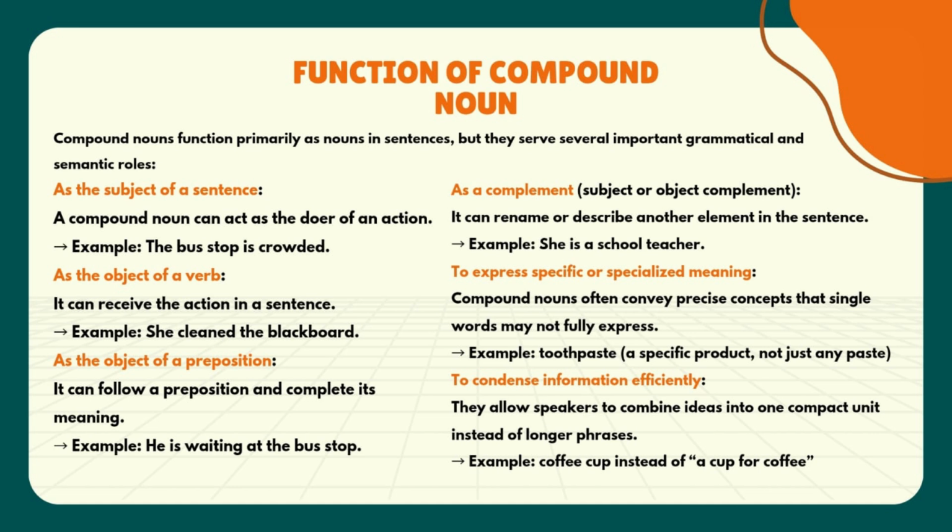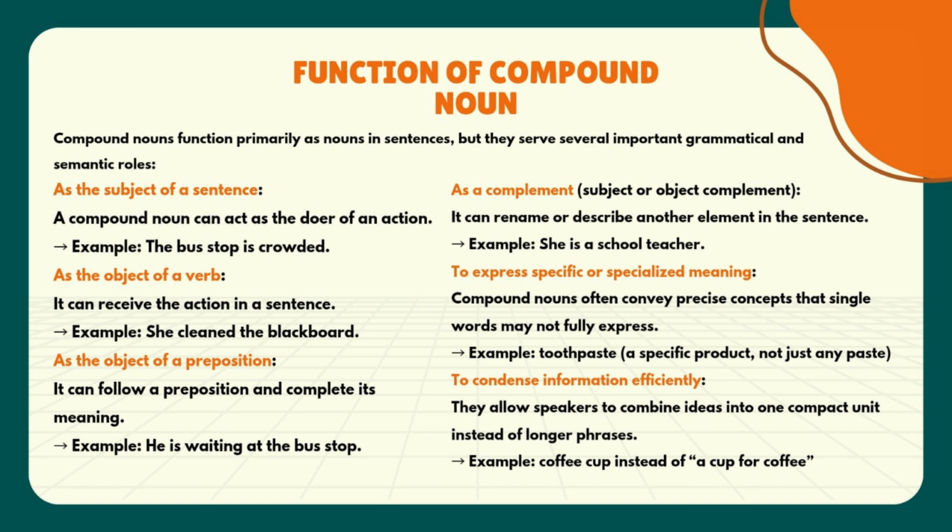The next one is as the object of a preposition. It can follow a preposition and complete its meaning. For example, he is waiting at the bus stop. The next one is as a complement, or subject or object of the complement. It can rename or describe another element in the sentences. For example, she is a school teacher.